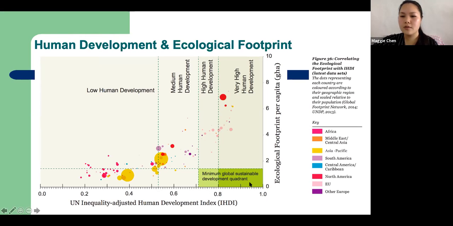And I think only one country has ever met the global sustainable development, where they are both highly developed and have a sustainable ecological footprint. And it was Chile in around 2003 or 2010, but since then it's no longer the case. So we are still striving to meet this sustainable goal.